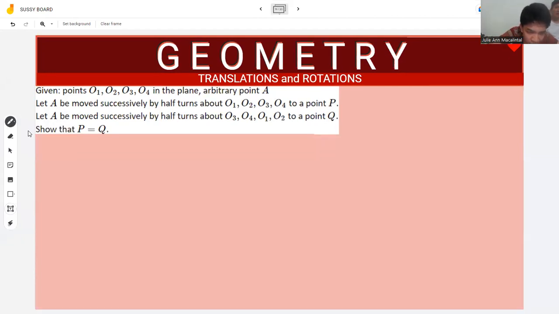Given points O1, O2, O3, O4 in the plane, an arbitrary point A moves successively by half turns about O1, O2, O3, O4. You can start writing your solution at point P. That point moves successively by half turns about O3, O4, O1, O2 to a point Q. Show that P is equal to Q.